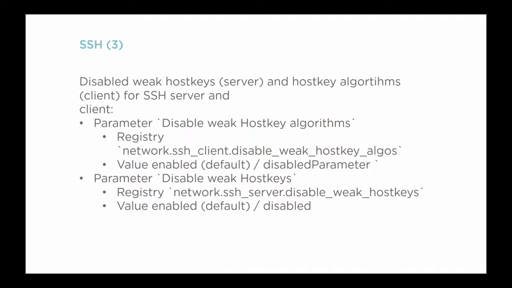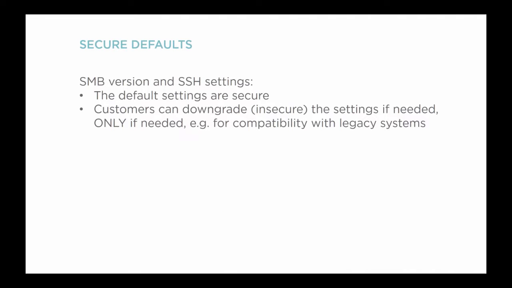Of course, this is creating some security issues, but you can do it in the registry, which you find in setup and which you can configure via UMS profiles. So summing up, as far as the SMB version and the SSH settings are concerned, the default settings are the new and secure ones. And you can downgrade it, but please only if needed.